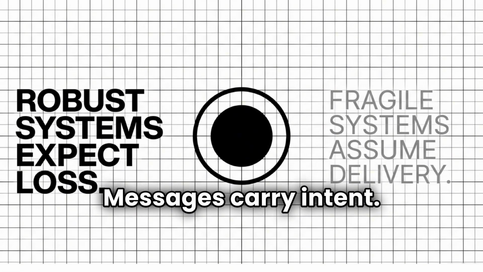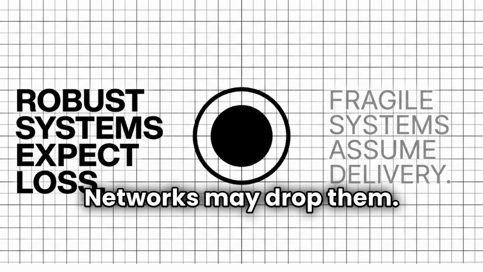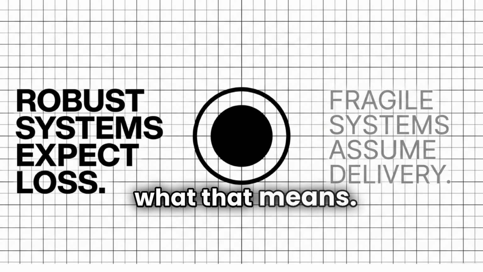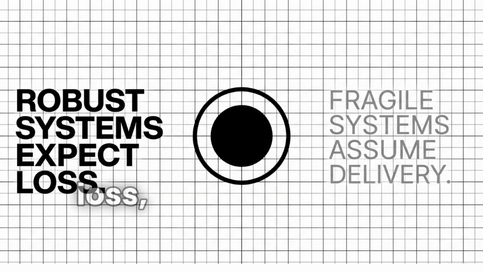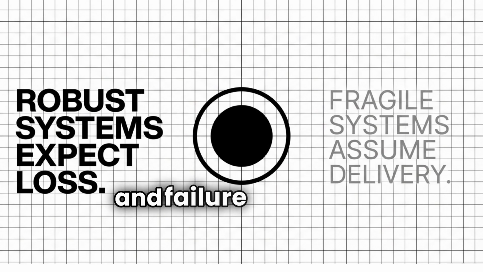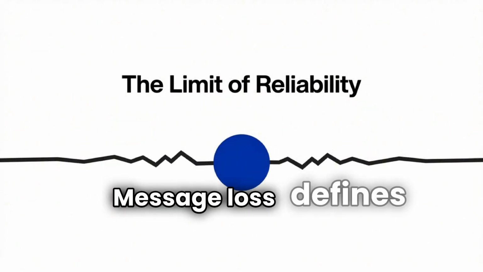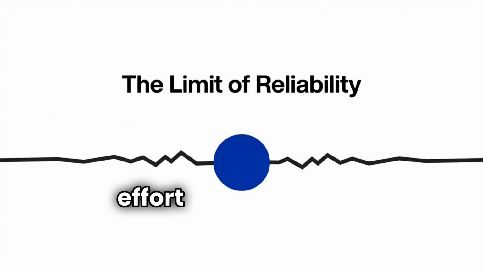Messages carry intent. Networks may drop them. Systems must decide what that means. When you understand message loss, you understand retries, timeouts, backoff, and failure handling. Message loss defines the boundary between best effort and reliability. That is message loss.